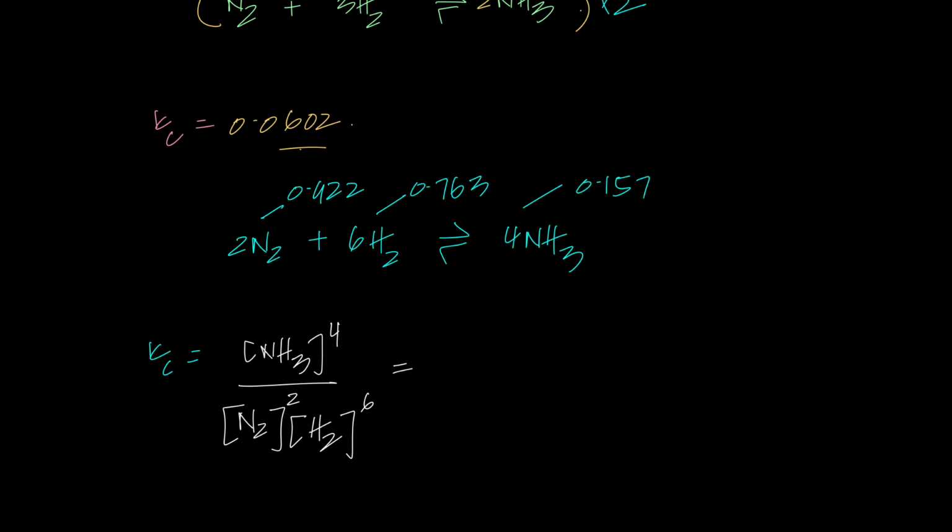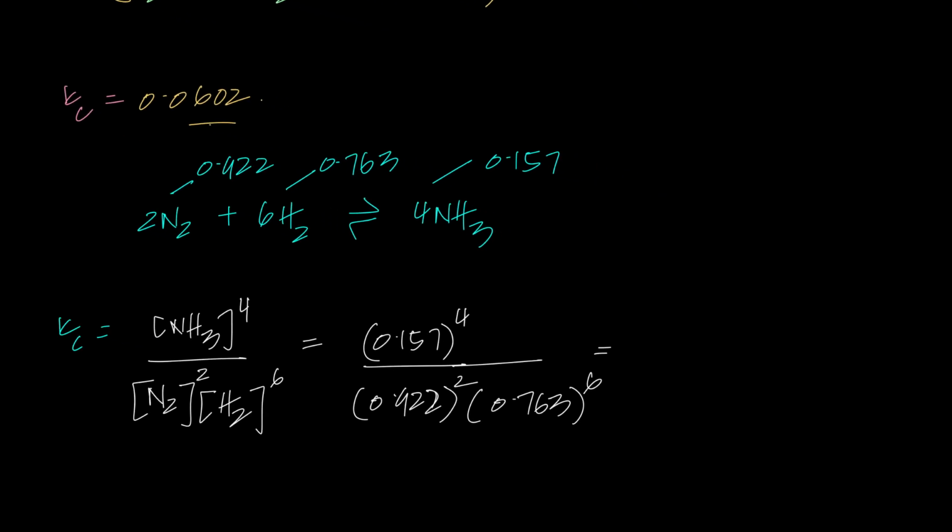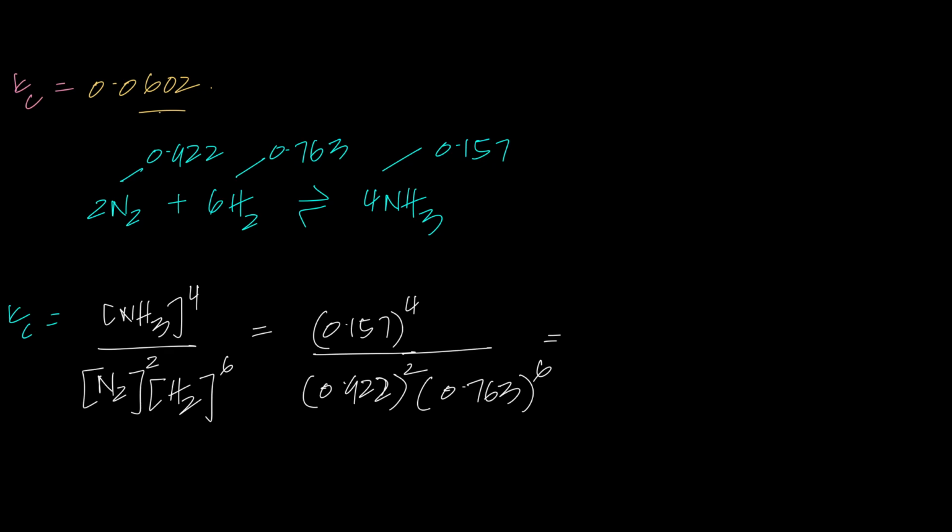What do we get, sir? NH3 raised to the power 4 is 0.157 raised to the power 4. N2 is 0.922 raised to the power 2, squared, obviously. H2 is 0.763 raised to the power 6. What do you get? Somebody tell me what we get.